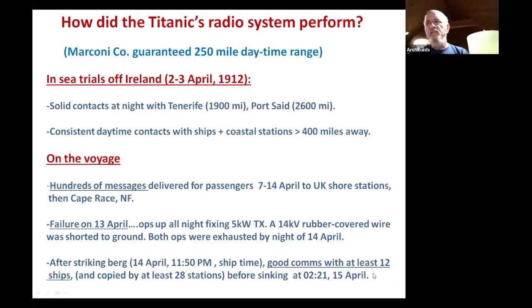And some of the legend is, oh, they sent the first SOSs. Well, they didn't. A number of ships sent SOS before they did. But they sent them for the first time. As a matter of fact, at first they thought it was kind of a joke, because when they struck the iceberg, there was almost no jolt. And so they started going back and forth, saying, well, you better send SOS. It might be your last chance. Ha, ha, ha. And so they did.